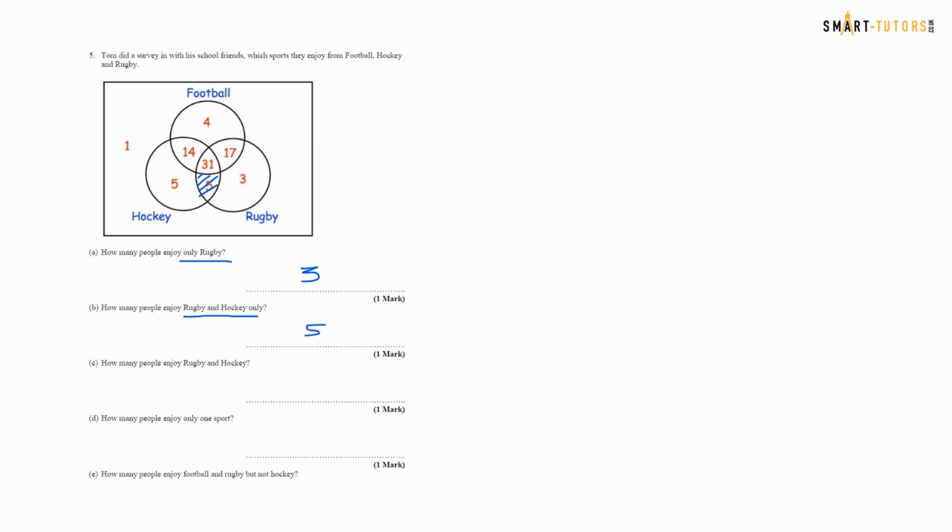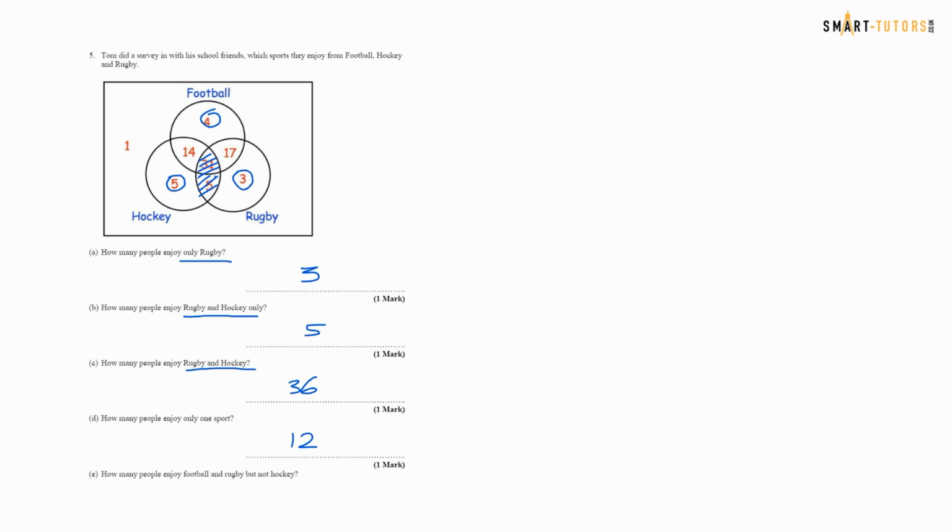How many people enjoy rugby and hockey? There is no only there. So rugby and hockey means the entire intersection will come. 31 plus 5, which is 36. How many people enjoy only one sport? Only one sport means this 5, this 4 and this 3. 4 plus 3 is 7, 7 plus 5 is 12.